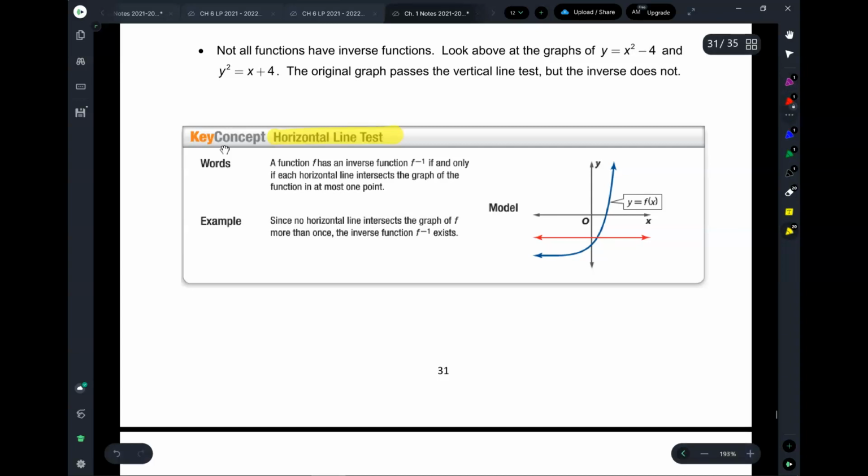The horizontal line test is similar. If you have a graph, you can draw a series of horizontal lines. And if it passes the horizontal line test, meaning each of the horizontal lines crosses the graph only one time, that means the inverse of that blue will be a function. So, if it passes the horizontal line test, it means the inverse is a function.